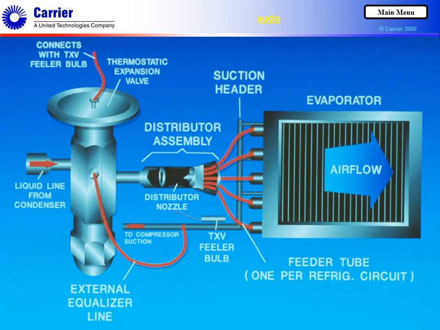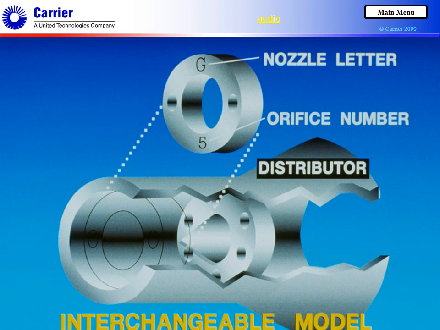The distributor has from 2 to 40 outlets, depending on the size of the evaporator. There is one distributor per metering device. However, there may be more than one metering device per evaporator, especially for systems above 50 tons of capacity. Some distributors, like this one, have a thick, flat washer inside. It's called a nozzle.